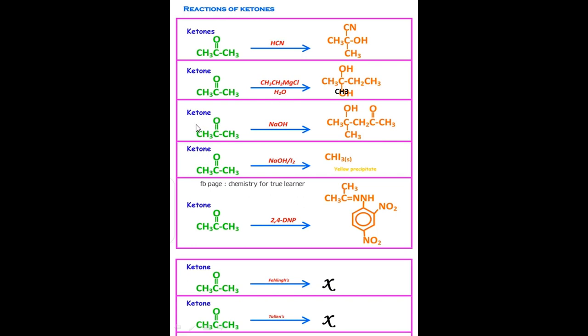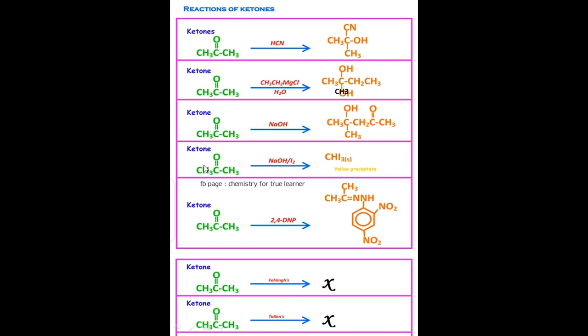When ketones are treated with an alkaline solution like sodium hydroxide, the resulting product is called an aldol. This aldol is formed by the doubling of the number of carbons in the ketone compound. So this aldol is a beta hydroxy ketone, which is not really common.